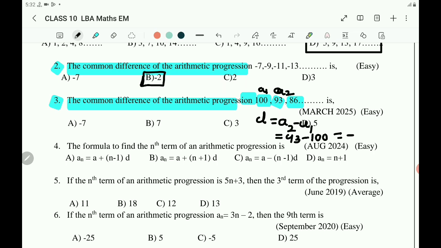That is minus 7. Here we have to subtract 93 from 100. 93 from 100 means 100 minus 93. 100 minus 93 is 7. And the greater number 100 is having a negative sign. We have to take a negative sign for 7. Therefore, it is minus 7. So, D equals what? Minus 7. What is the answer? Option A. Minus 7 is the answer.